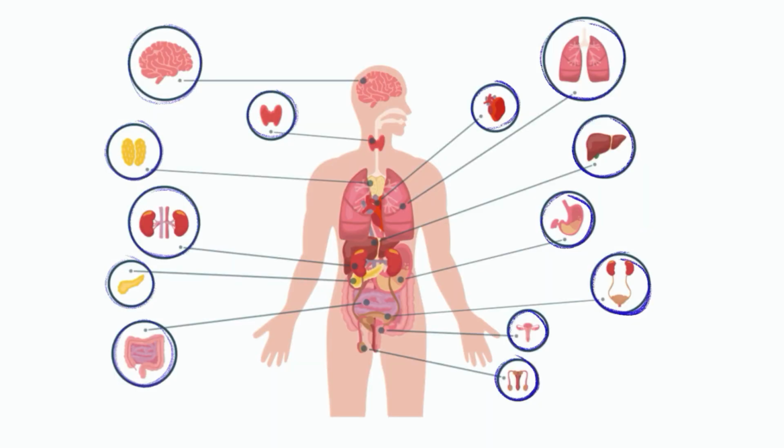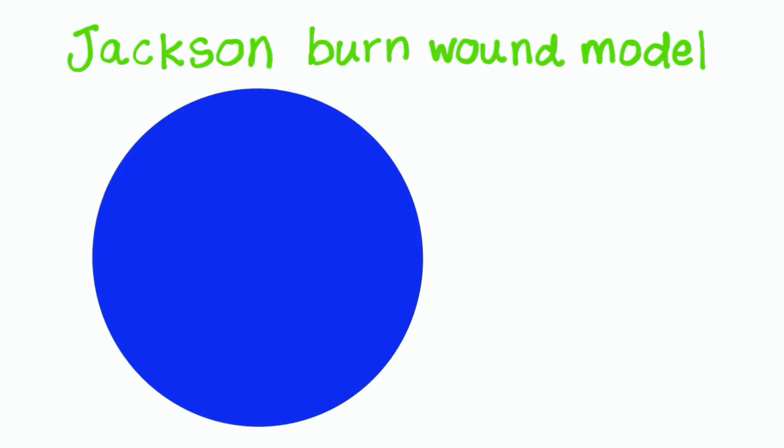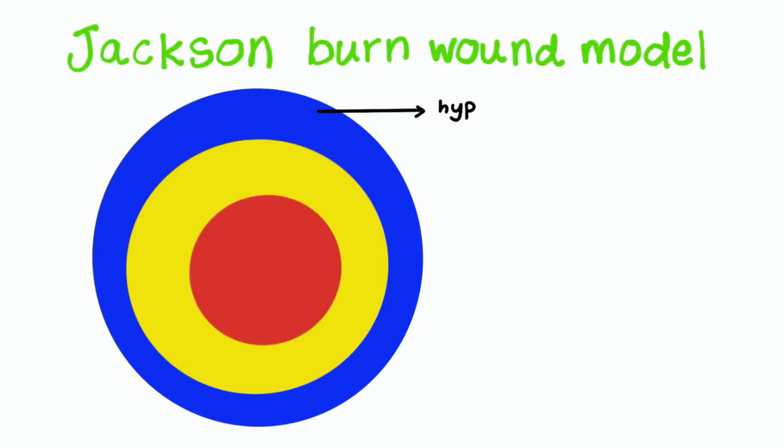When we're talking about the clinical presentation, burns can cause multi-system involvement. That means your skin, respiratory system, cardiovascular system, central nervous system, any of these systems can get involved. But first, let's talk about the local response. The local response of a burn injury can be illustrated by the Jackson model. In here, there are three zones: zone of coagulative necrosis, zone of stasis, and zone of hyperemia.